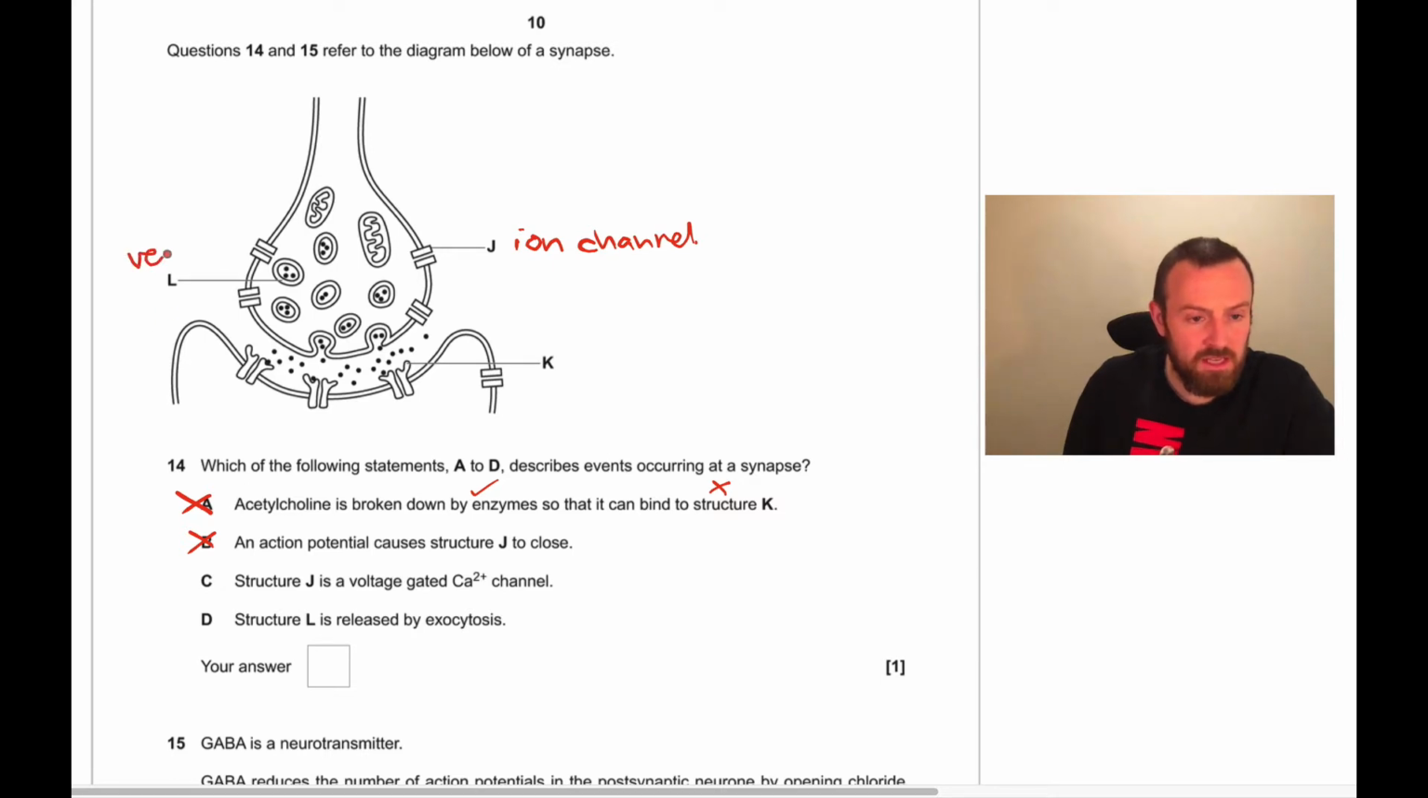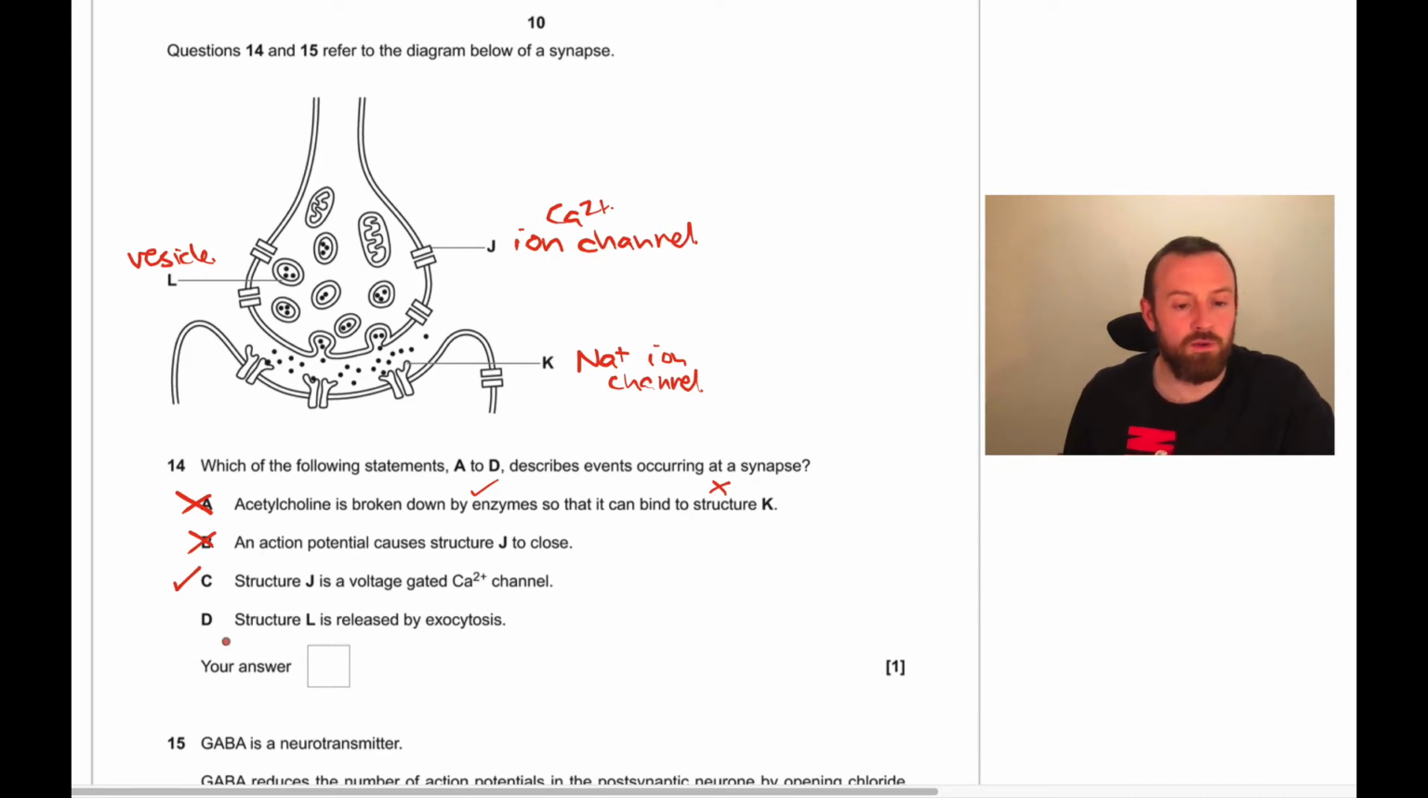L is a vesicle containing neurotransmitter, and K is your Na+ ion channel receptor. It's the nicotinic acetylcholine receptor. This is a calcium ion channel. Oh, there we go. C. Yep, that's right. And L.